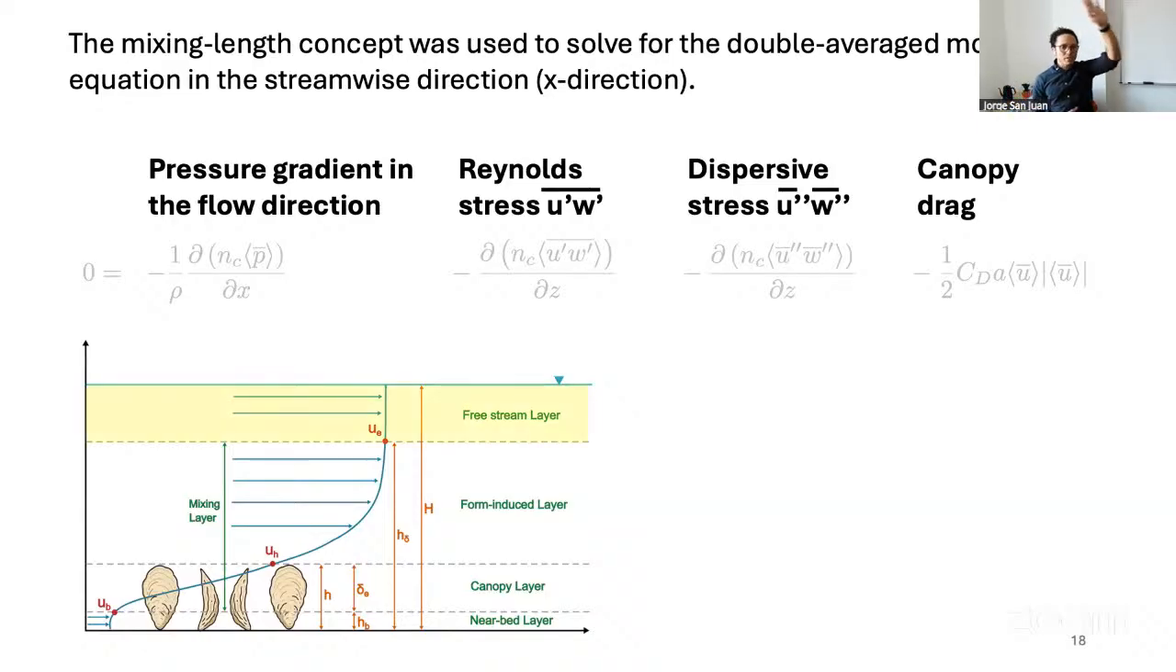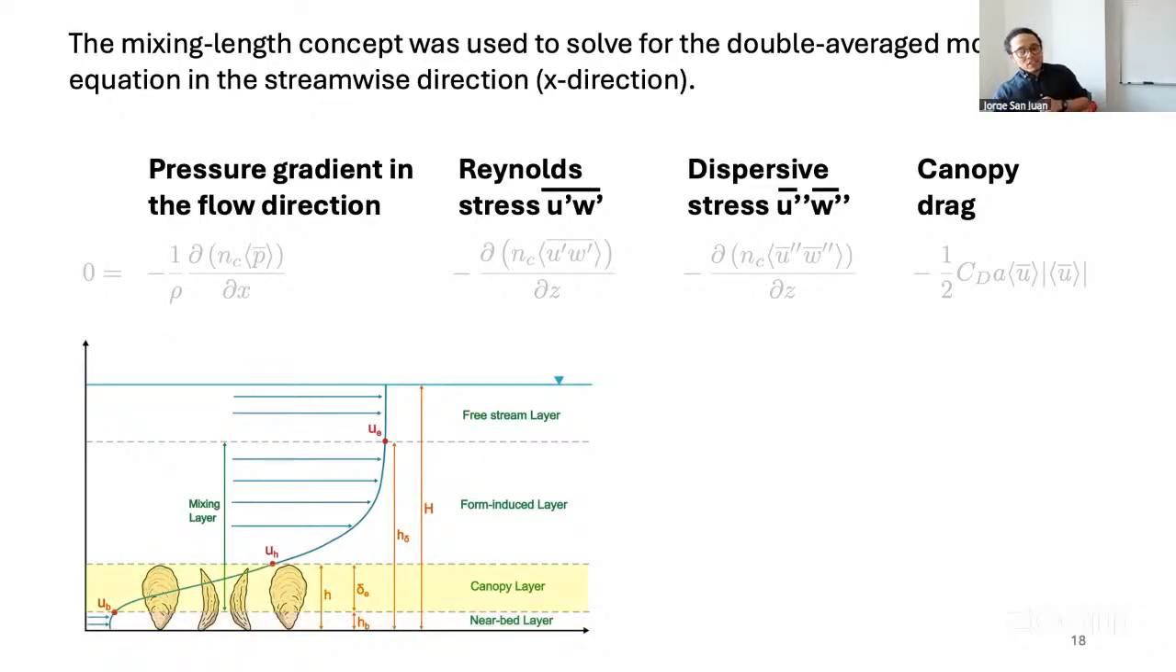In this free stream, there is a minimal effect from the bottom. Then we're going to have an area where the velocity profile starts to feel the drag from the canopy, and we're going to call this the form-induced layer. Then we have this other section right below the canopy top, and we're going to call it the canopy layer. And finally, at the bottom, we're going to have the near bed layer. One thing that I want to point out is that the canopy drag is only going to be present in these two, the canopy layer and the near bed.